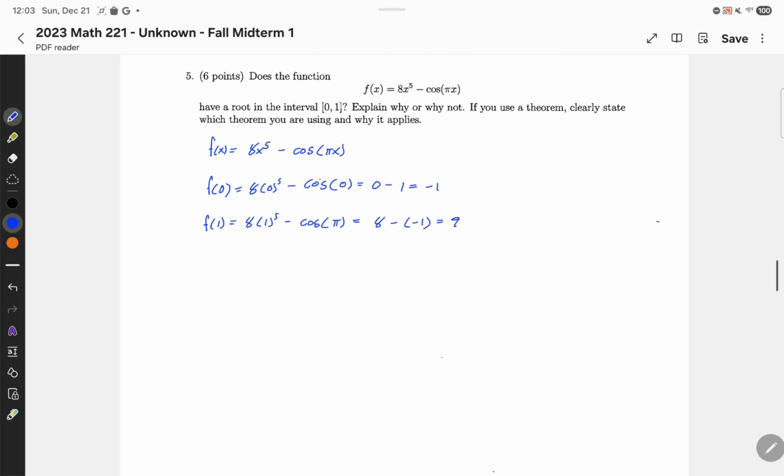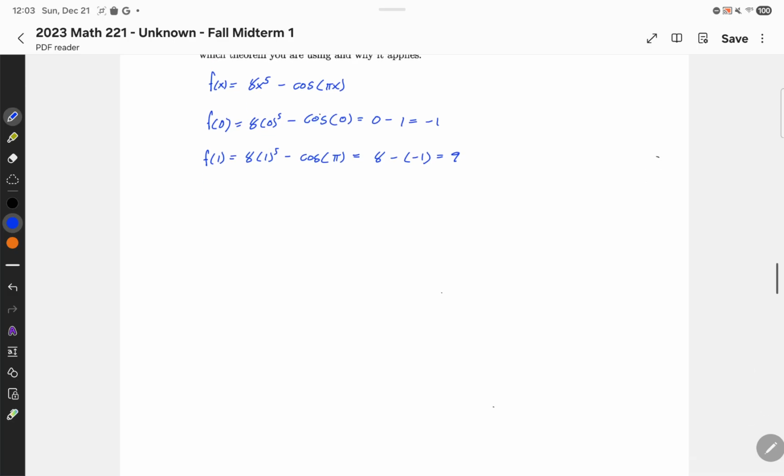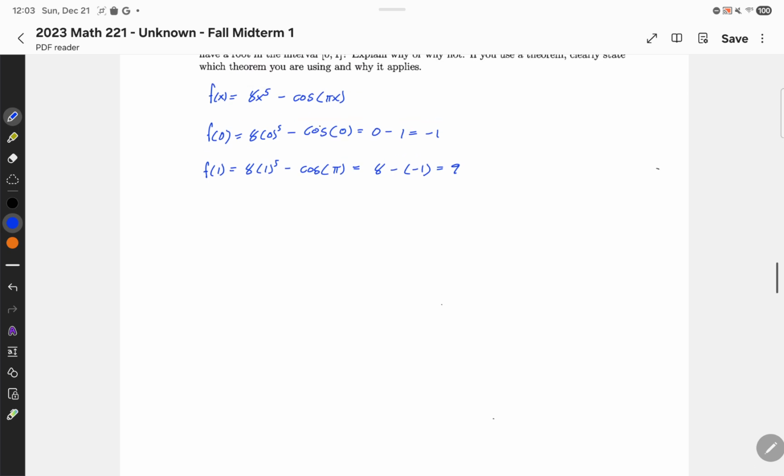And now what we see here is that on the left endpoint, we're negative, and on the right endpoint, we are positive. Sorry, I should say the left endpoint. So what this allows us to do is we're going to be able to use the intermediate value theorem.